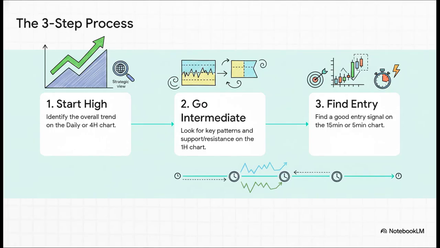So here's the game plan. Step 1, you start high. Pull up your daily or maybe your 4-hour chart. All you're doing here is asking one simple question. Are we going up, down, or sideways? That's your overall strategy. Step 2, move to the middle.